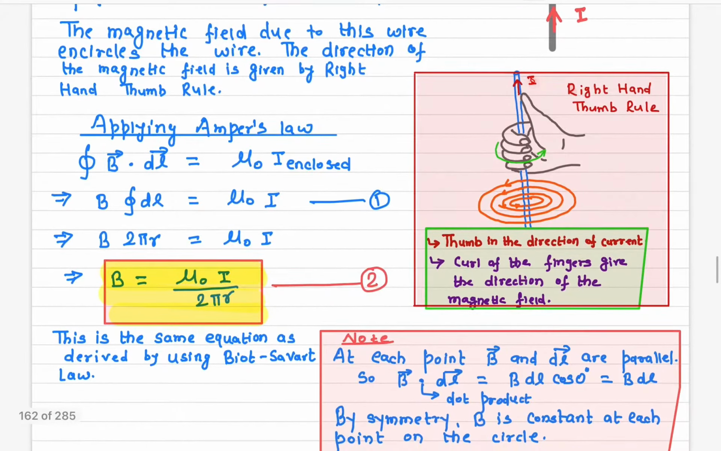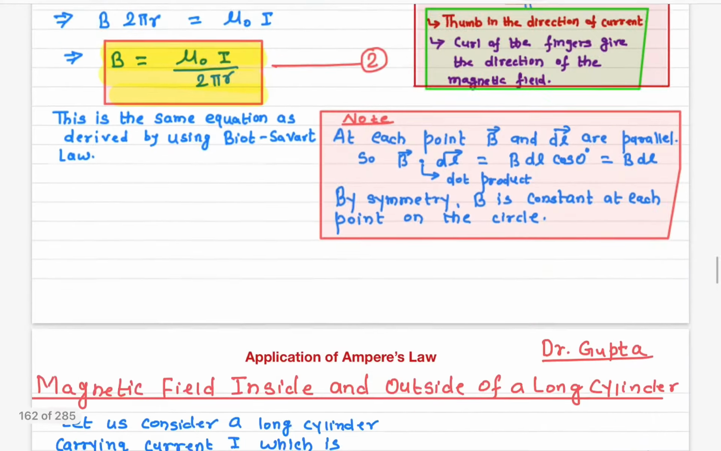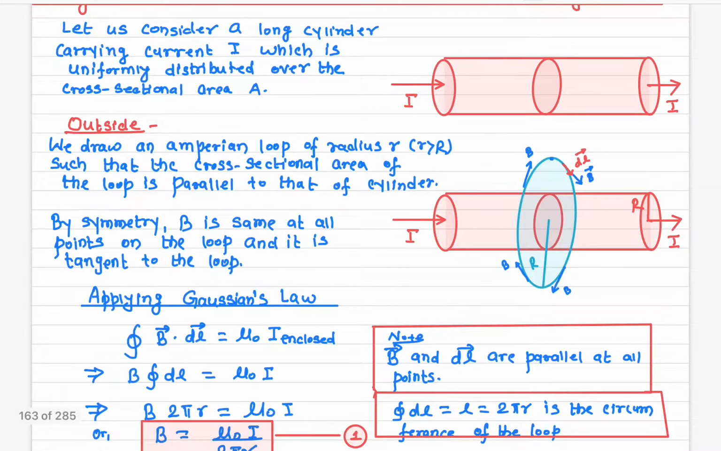Just like here, if you hold the wire in such a way that your thumb points in the direction of the current, then your fingers curl shows the direction of the magnetic field. So exactly the same way here, if you do that, then at each point the magnetic field will be circling around the circle. And as we have chosen the Ampere loop to be a circle, the magnetic field is constant, the magnitude is the same at each point.